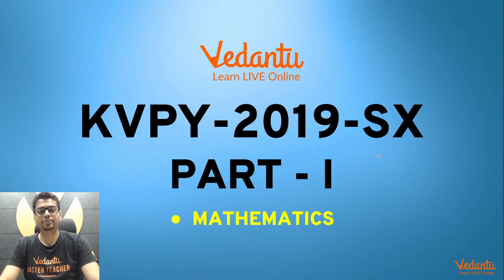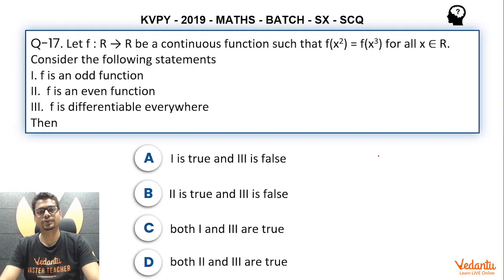We are discussing KVPY 2019 SX Part 1 Mathematics, and the question for this video is this. Let there be a function f whose domain and codomain both are all real values, be a continuous function such that f of x square equal to f of x cube for all x belong to real.